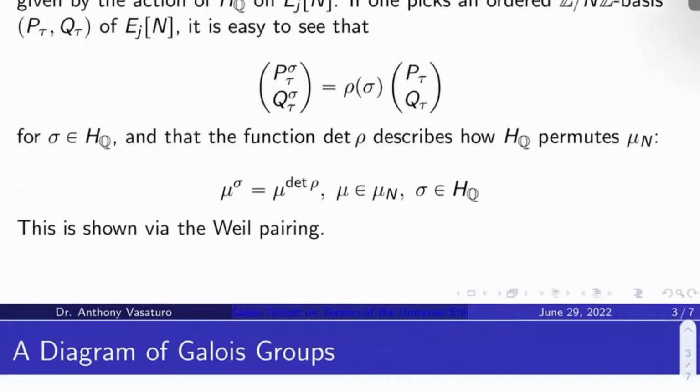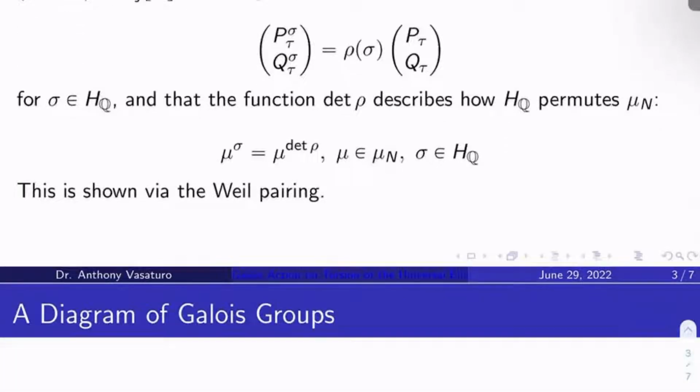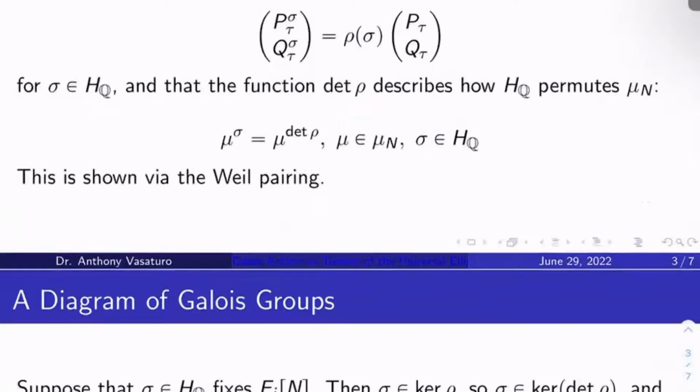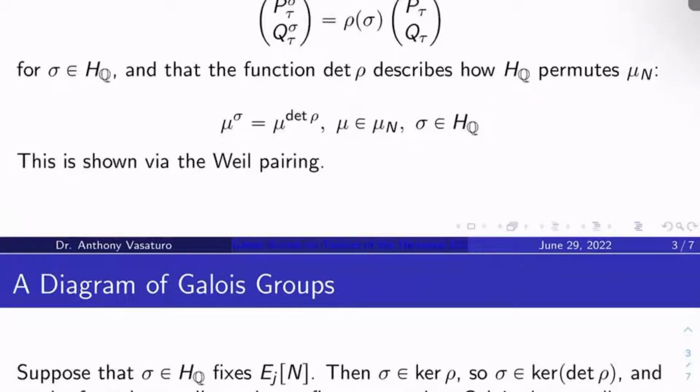Okay, so also more importantly, maybe, or at least as importantly, I should say, det rho, the determinant of this representation, governs how Galois permutes the nth roots of unity. What I mean by that is, it turns out sigma of mu is the same thing as mu to the det rho power, for all nth roots of unity mu and for all sigma in the Galois group. And this is actually shown via the Weil pairing, which is why I made a video on the Weil pairing.